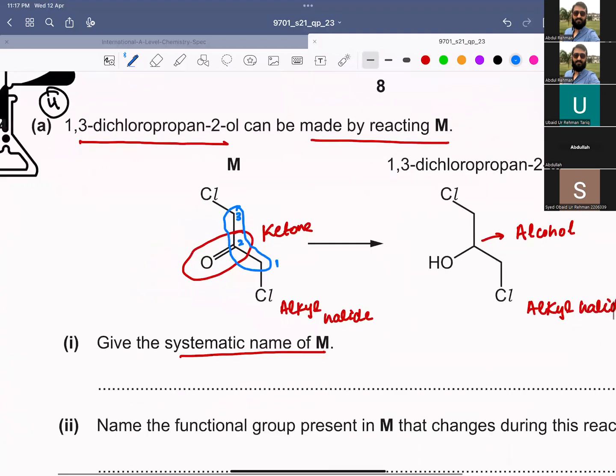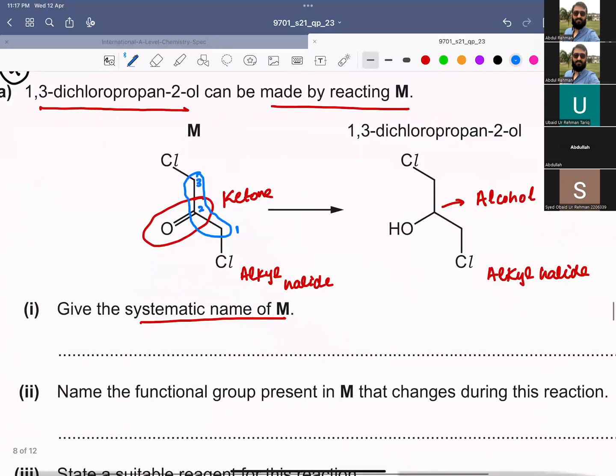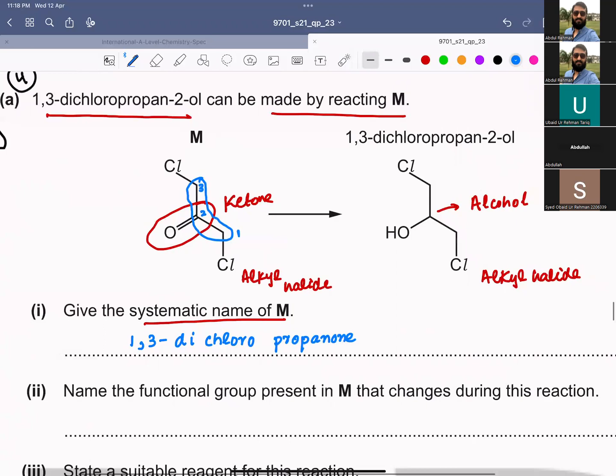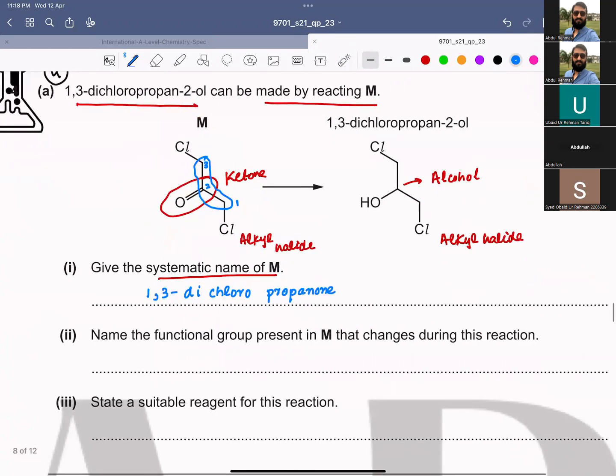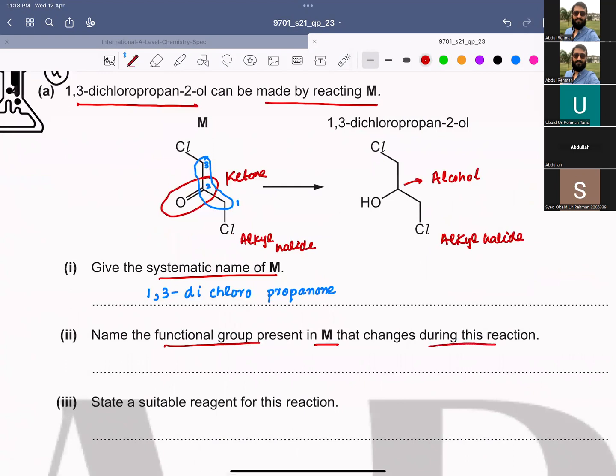So chlorine is always written in the prefix. So it would be 1,3-dichloro, because there is one chlorine on the first carbon and the second chlorine on the third carbon. And then it's propanone: prop for 3 carbon atoms and one for having a ketone. Is this understandable? Now, name the functional group present in M that changes during the reaction.